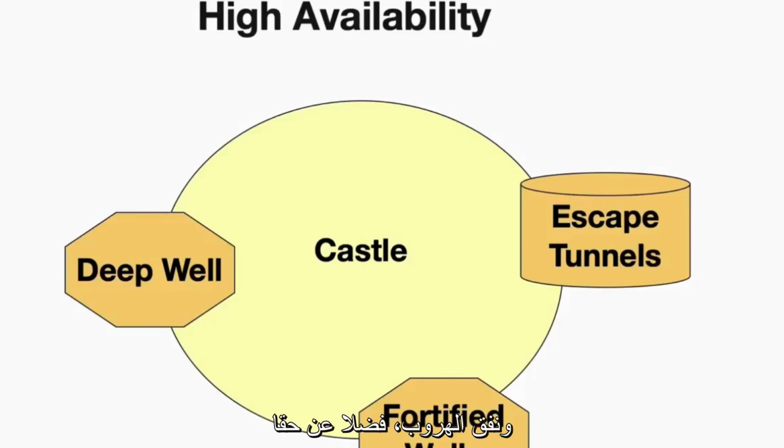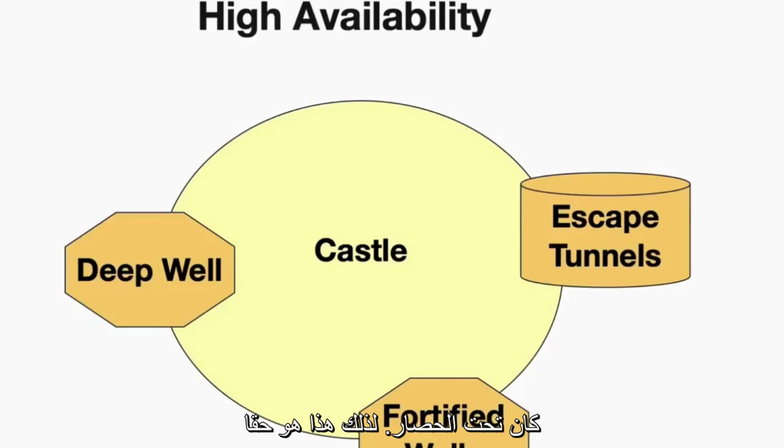And an escape tunnel is also a really good way to prevent isolation. So, let's say the castle was under siege, there could be a secret escape tunnel that allows people to get provisions or maybe go in a boat and go to some other location, then come back. Also, a deep well could be a way to make the castle highly available because the deep well would be able to provide water even though the castle was under siege.